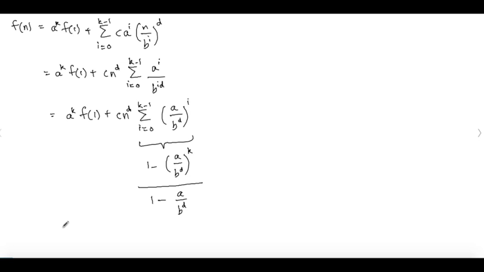So then our relationship becomes plus c n to the d times 1 minus a over b to the d to the k, divided by 1 minus a over b to the d. Now we go to our conditions. First condition is what? Let's say a is equal to b to the d. Note that for a equal to b to the d, this is a problem because this will go to 0. So we have to go at this place. For a equal to b to the d, then what do we do?